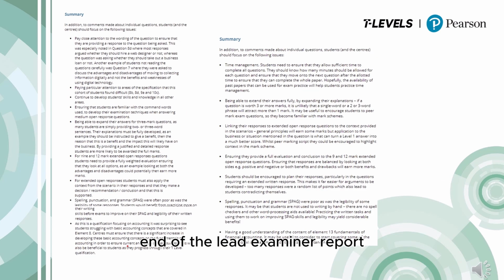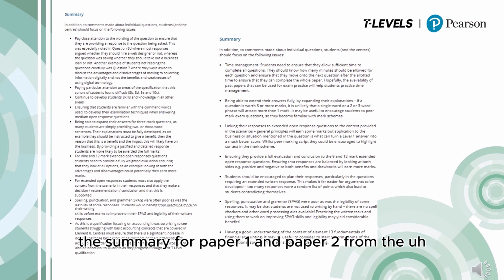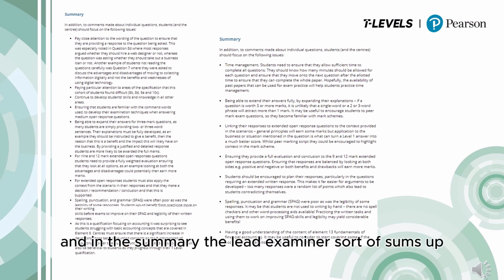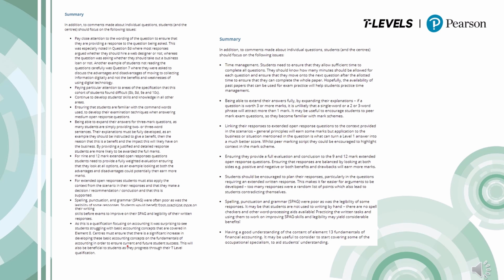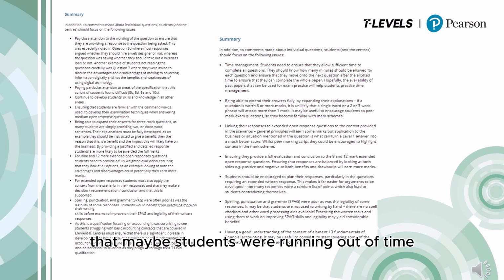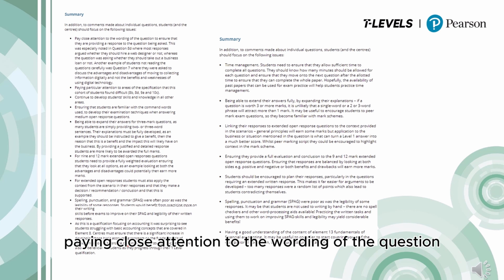At the end of the lead examiner report, there is also a summary. You can see here the summary for paper 1 and paper 2 from the core papers in the summer of 24. And in the summary, the lead examiner sums up the information they found. So, for example, you can see that time management is one of them, that maybe students were running out of time. You can see that they should be paying close attention to the wording of the question.